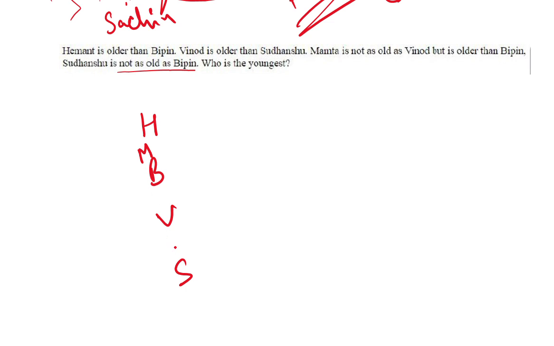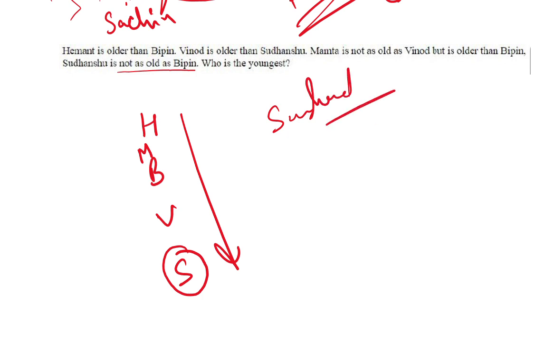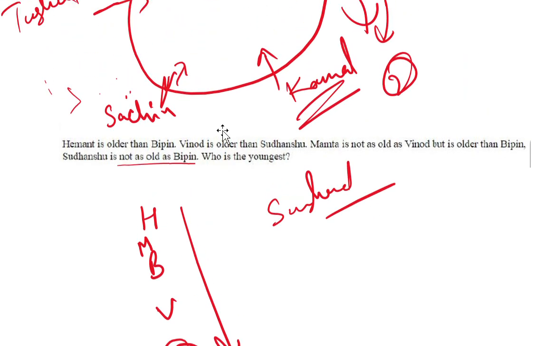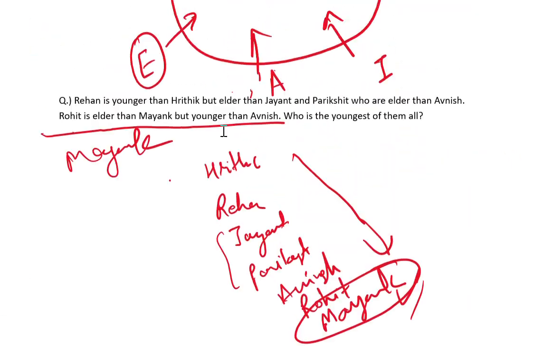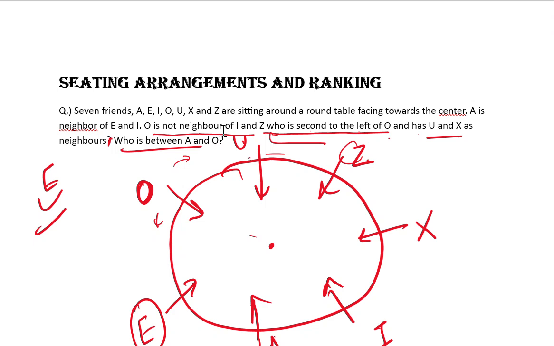Sudhanshu is not as old as Bipin. Yes, Sudhanshu is younger only. So who is the youngest? Obviously Sudhanshu is the youngest one. 32nd answer. So this is how we are supposed to do these sitting arrangements and ranking.